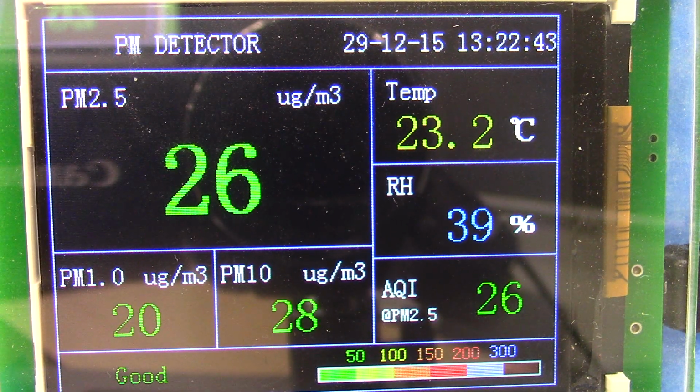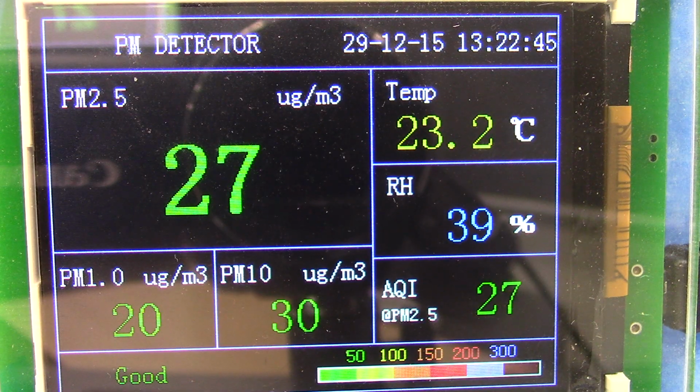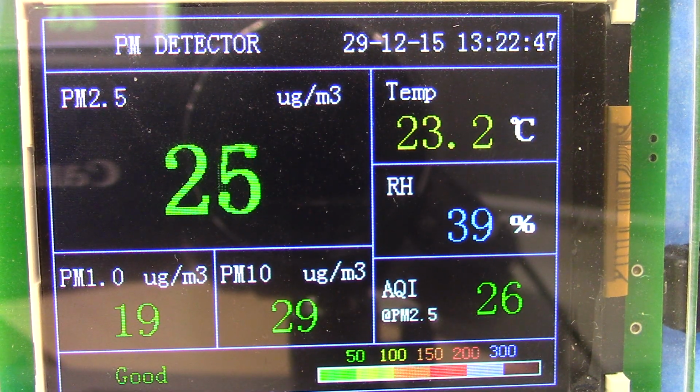So here I can still smell. I don't know if you can, but I can smell the candle. Do you? You can. Okay. You're too far. That's why. But that's what it is.